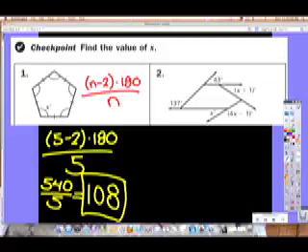Interior formula or exterior formula? Okay, they're exterior. Which one are you going to use, the sum or the each? The sum. All right, sum of exterior always adds up to equal what? Okay, go for it, go for it. Start showing your work. Get it organized.